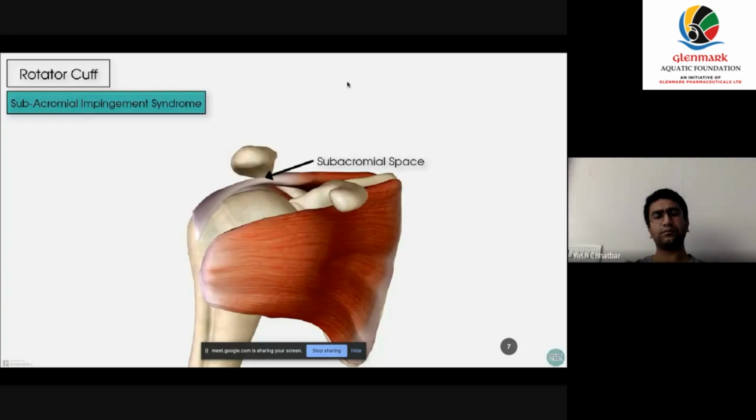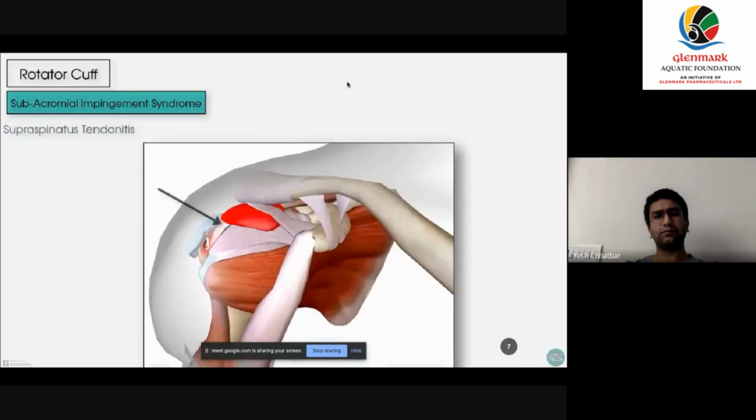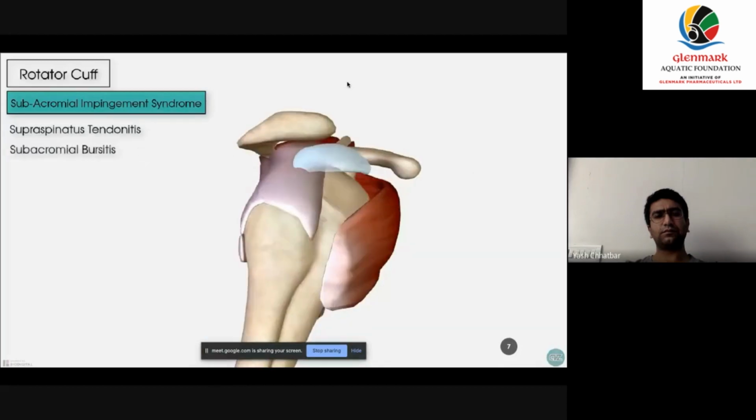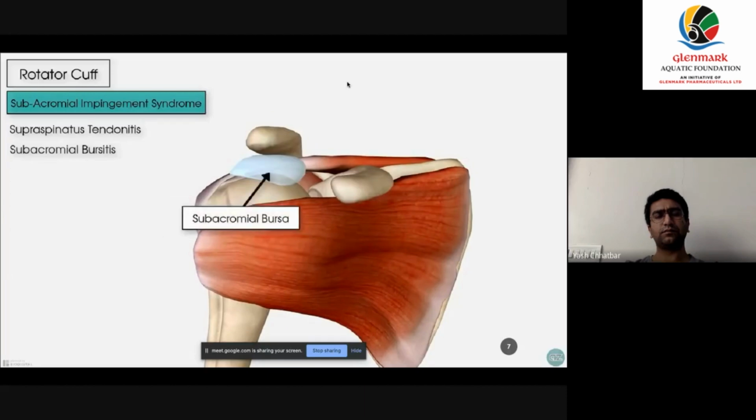Common pathologies in this area include supraspinatus tendonitis from overuse or a subacromial bursitis. This here is the subacromial bursa. A bursa is just a fluid-filled sac. They reduce friction between surfaces, and we have many of them throughout the body which serve the same purpose.